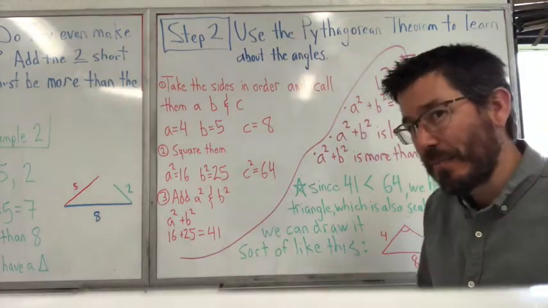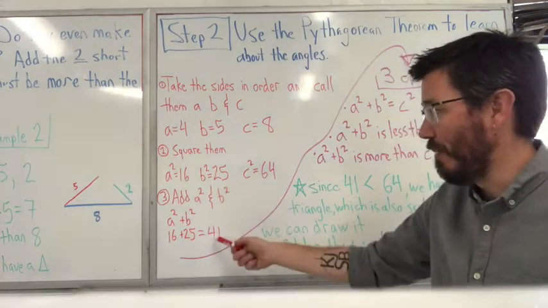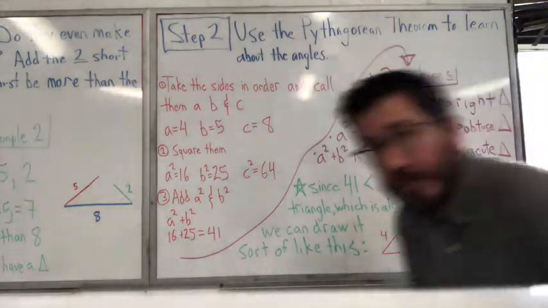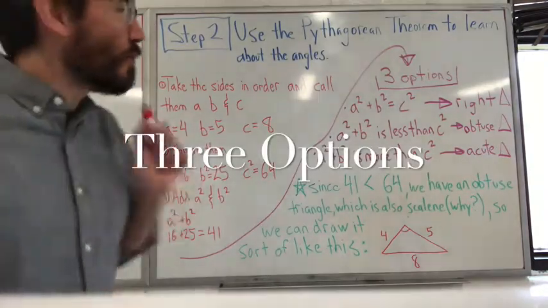This should sound kind of like the Pythagorean theorem to you. We're going to add a squared plus b squared. In our case, 16 plus 25 makes 41. And now we come over here to the pink. There are three options. All right? You have three options.